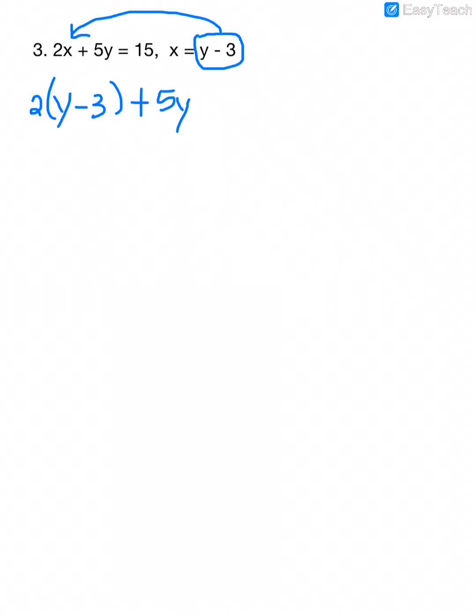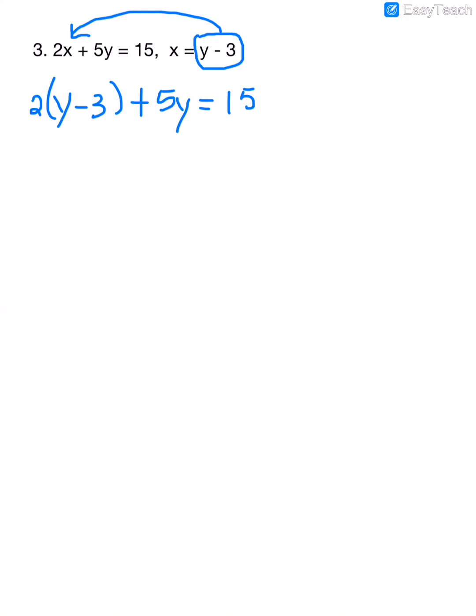In this next system, when we look at the two equations, the second equation has a variable by itself. The x is by itself in this second equation, so I'm going to take what x is equal to, y minus 3, and I'm going to plug it into the other equation where x is. Since x equals y minus 3, I can replace x with y minus 3. Alright, so 2, I'm replacing it with y minus 3, plus 5y equals 15.